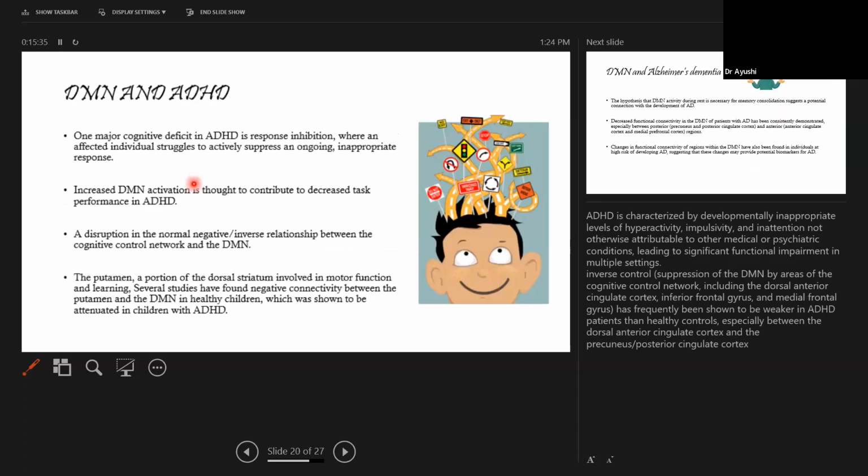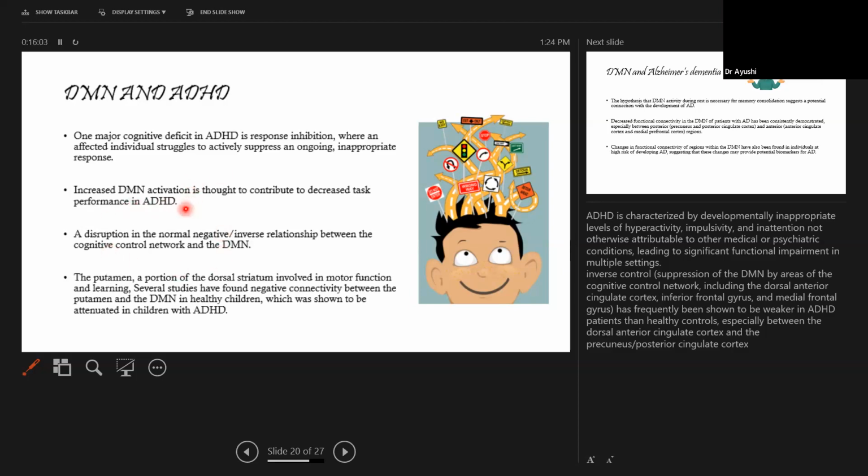Now, DMN and ADHD, attention deficit hyperactive disorder. We all know about ADHD. It is characterized by developmentally inappropriate levels of hyperactivity, impulsivity, and inattention. Now, one major cognitive deficit in ADHD is response inhibition, wherein affected individuals struggle to suppress an ongoing inappropriate response. They are not able to suppress their responses.